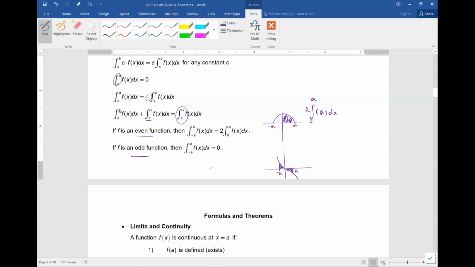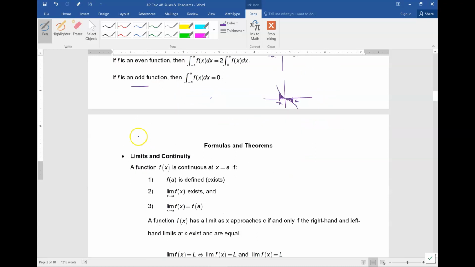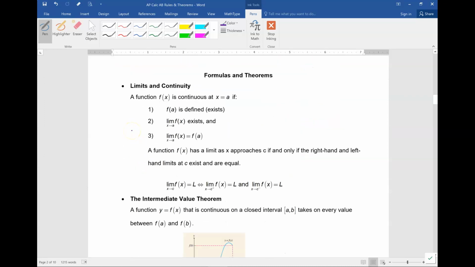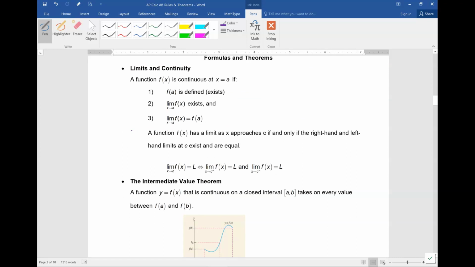When you say even, you mean like to the power of 2? No, well, those are even functions, but basically an even function is one that's symmetric around the y-axis. Like cosine of x is symmetric around the y-axis. Okay, now let's go to some formulas and theorems.